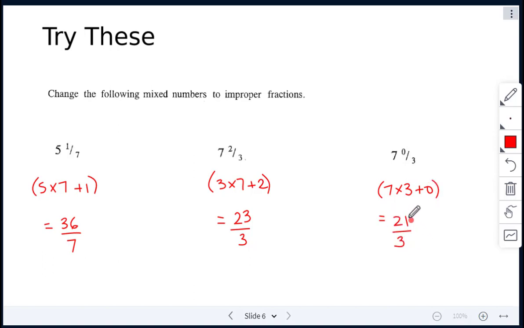What you'll also notice here is, remember, like I said, fractions are the same as division. So 21 over 3, that's the same thing as 21 divided by 3. And 21 divided by 3 is 7. All right, so if you left it as 21 over 3, or if you reduced, you would get 7 or 7 over 1. All right, any questions?